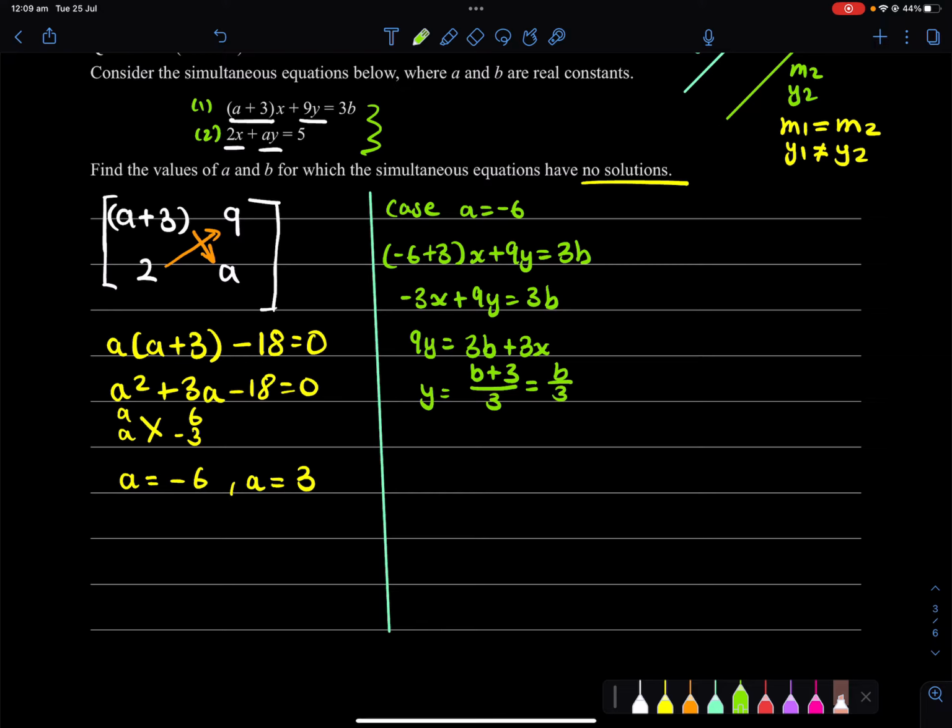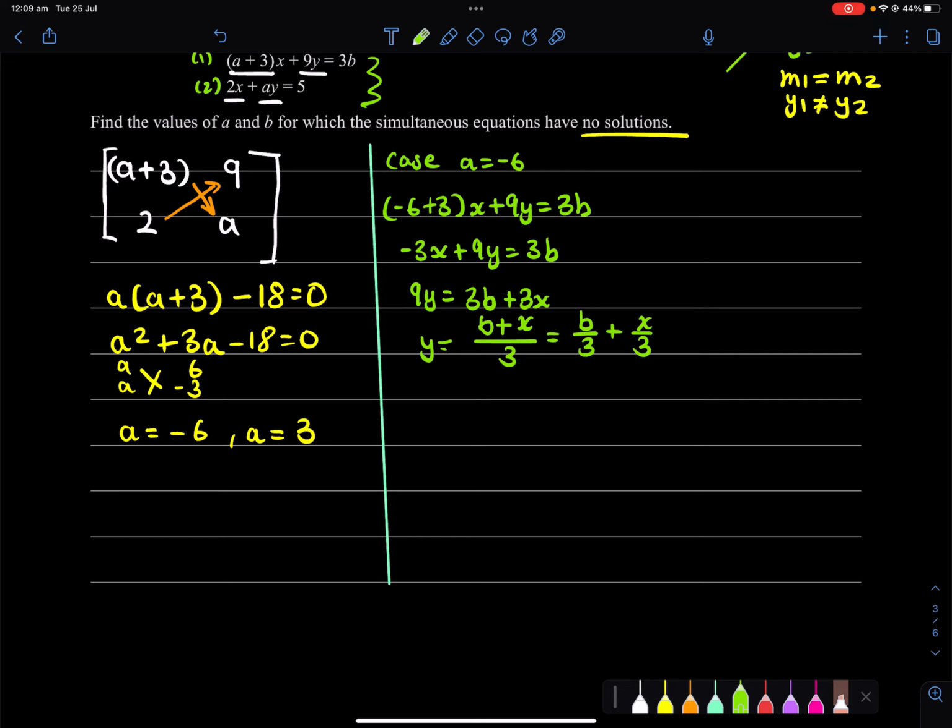I forgot that x over here. Wait. What have I done here? Okay, I just made a small mistake over here. Let me just rub that out. Okay. So y equals b plus x over 3, which is actually equal to b over 3 plus x over 3. Okay, perfect. So we know that for this one, let's call it m1, the gradient is 1 on 3. And the y-intercept, y1, equals b over 3.